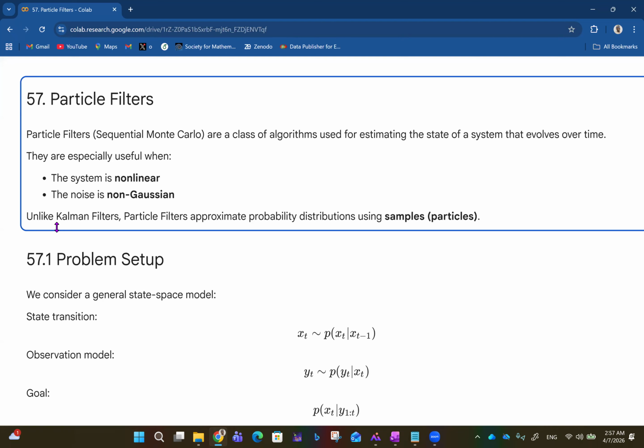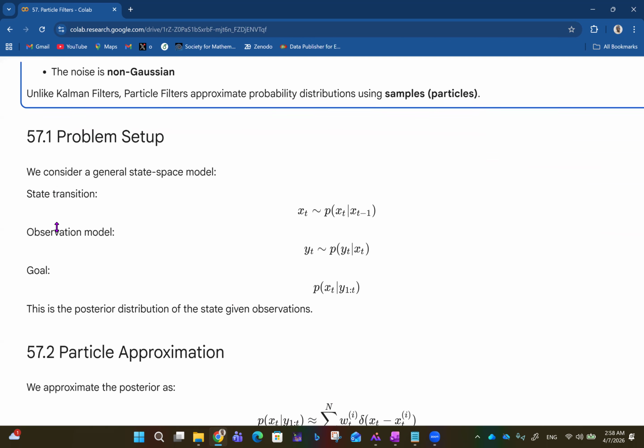So unlike Kalman filters, particle filters approximate probability distributions using samples, or what you can call particles, just like what we saw in the last video about the Monte Carlo method, where you talk about samples. The more samples you have, the better your estimation would be as you use Monte Carlo simulation.